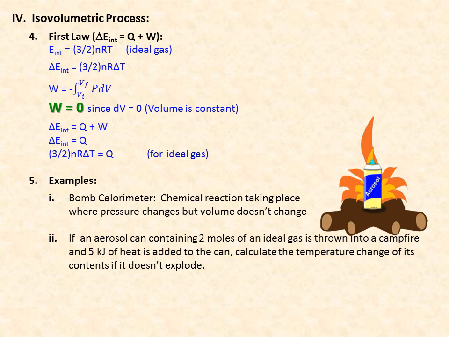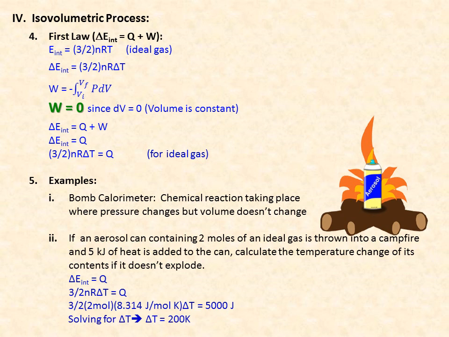So here, assuming that the can doesn't explode, we can assume that the volume doesn't change, in which case the change in internal energy of the contents is exactly equal to the amount of heat that we add. Since we're told the amount of heat added in the problem, we can calculate the temperature change here. We've got 2 moles of an ideal gas with 5,000 joules of heat added. We can solve this for the change in temperature and find out that the temperature must increase by an amount of 200 Kelvin for this isovolumetric process.